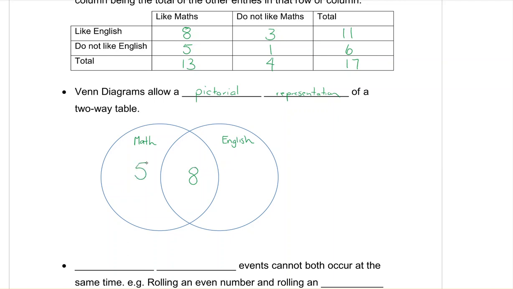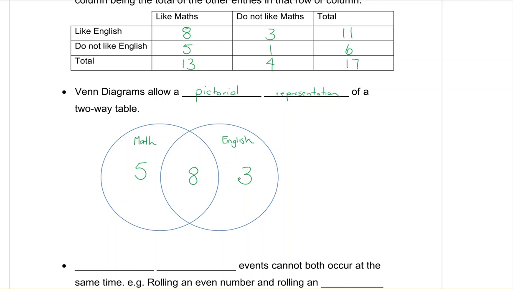Just as a bit of a check, remember that there were 13 people who like math, and in that whole math circle, it does add up to 13. Works, okay? So let's try the English circle. We already have 8 for the overlapping. We just want to know the ones that only like English. So like English, but not math, is the 3. So 3 is going to go in here.